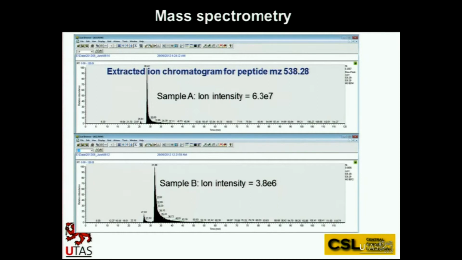So here, for example, I've just shown the extracted chromatogram for one particular peptide in sample A that has an intensity of around 6.3 times 10 to the 7, and in sample B it has a much lower intensity, and we can integrate the area under the curve in order to express that data as relative abundance.